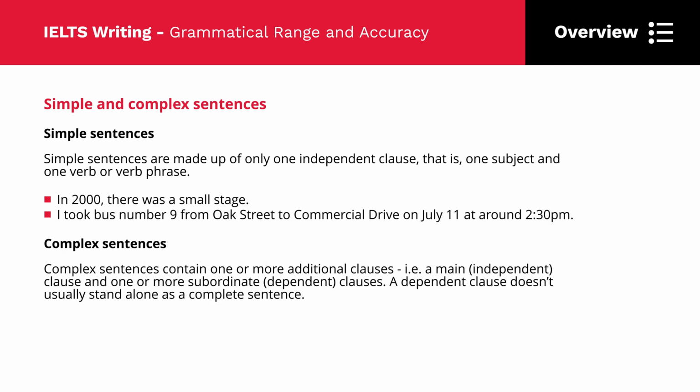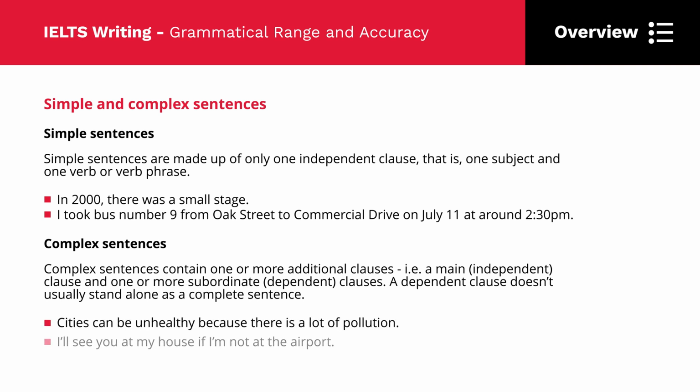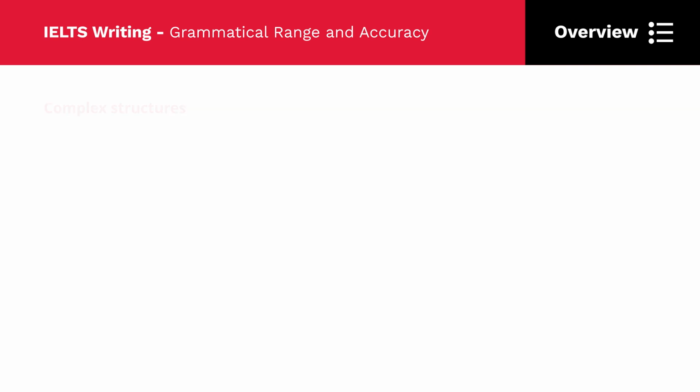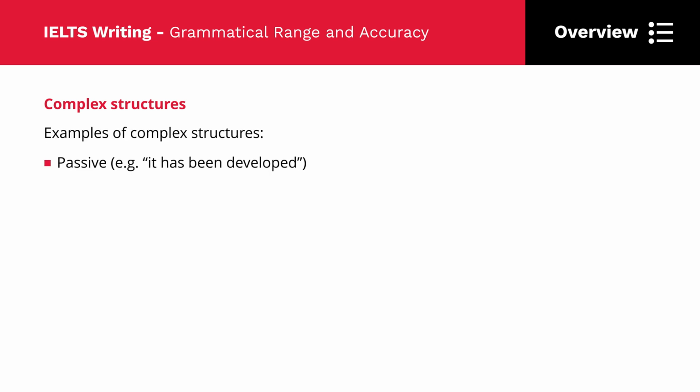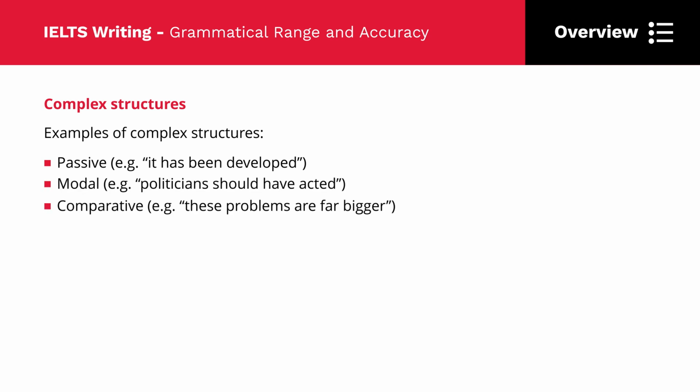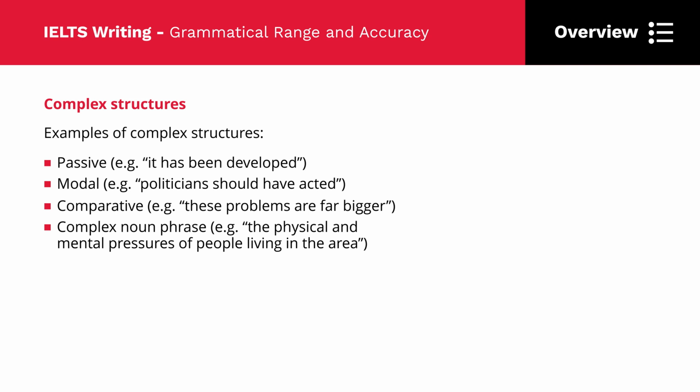Complex sentences contain one or more additional clauses, that is, a main clause and one or more subordinate clauses. A dependent clause doesn't usually stand alone as a complete sentence. For Bands 7 and above, you also need to include complex structures in your writing. These are structures within sentences which use more complex phrasing. They include passive forms, modal verbs, comparative structures, or complex noun phrases.